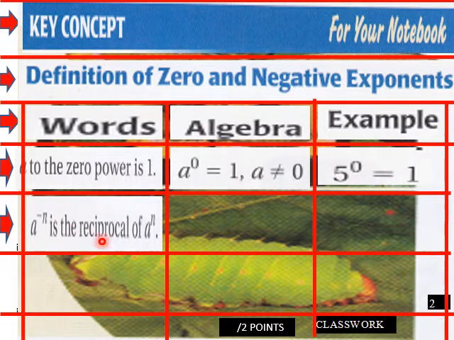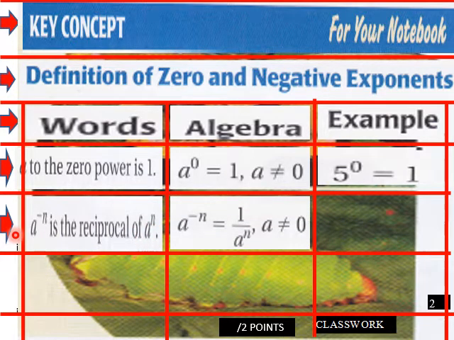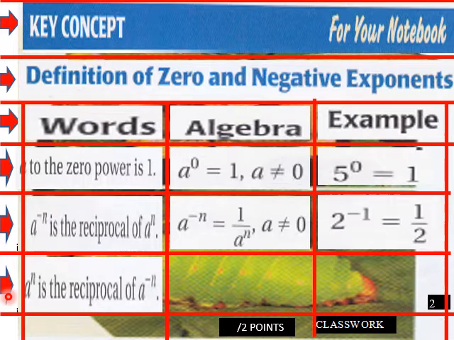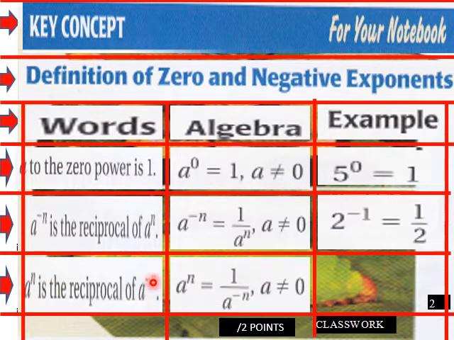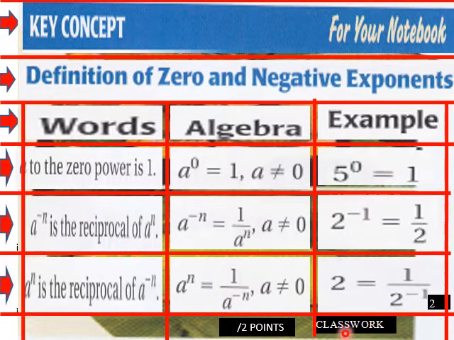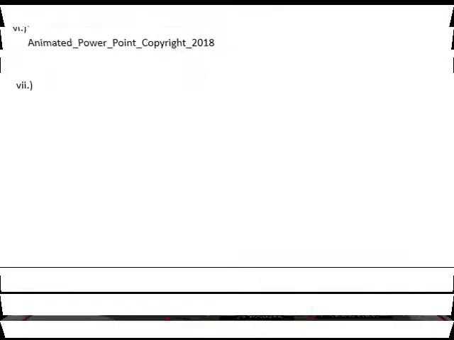A to the negative n is the reciprocal of a to the n. A to the negative n is 1 over a to the n. And then 2 to the negative 1 will be 1 over 2. And then a to the n is the reciprocal of a to the negative n, so we just take an inverse of that. A to the n is 1 over a to the negative n. Here's an example: 2 equals 1 over 2 to the negative 1 power.